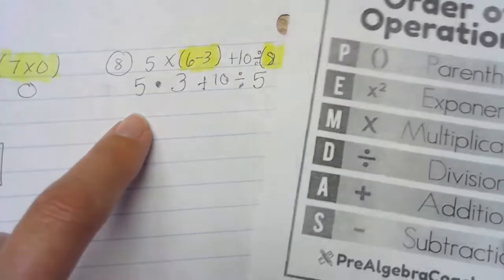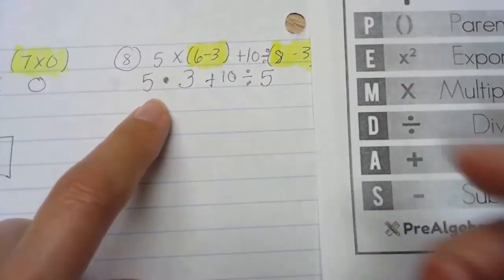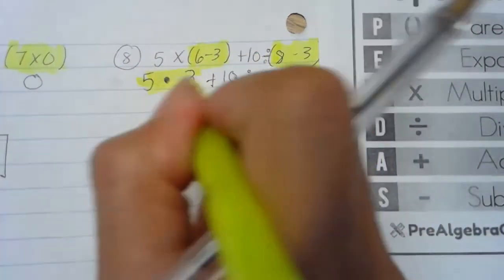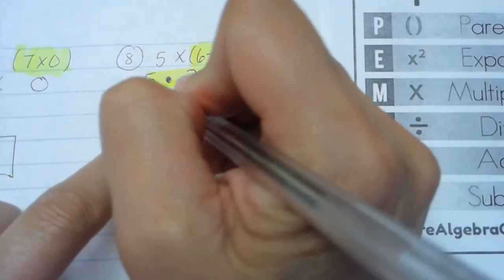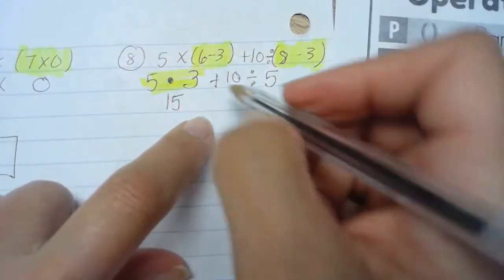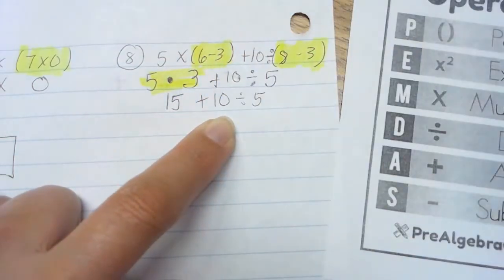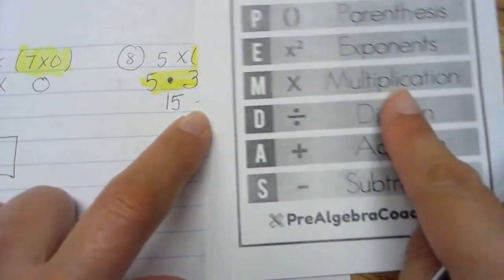Okay, so I am done with parentheses. I do not see any exponents, but I do see multiplication, right? This sign is multiply. One step at a time. So 5 times 3 is 15. I'm going to drop everything else down. Plus 10 divided by 5, right? All right, I'm done with my multiplication. There's no other multiplication here.